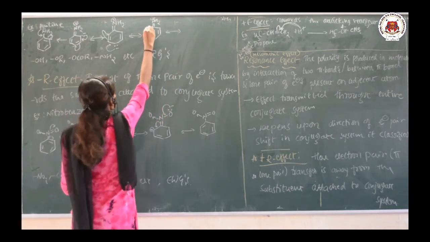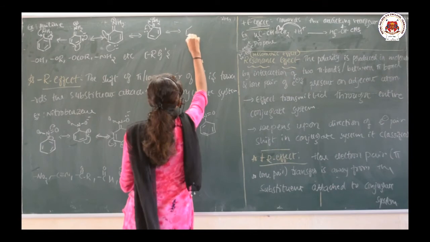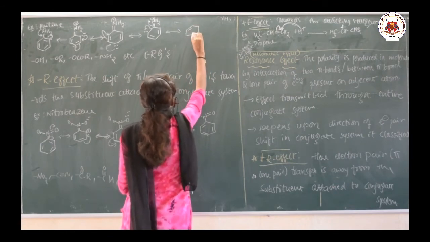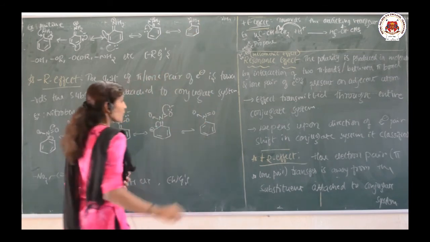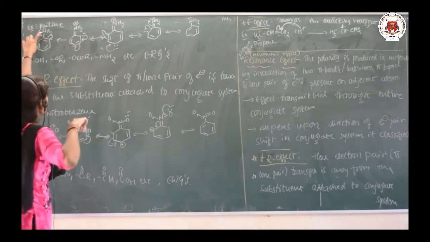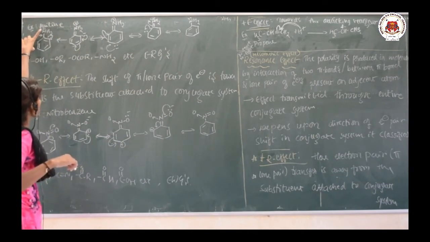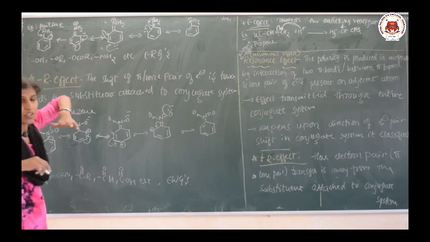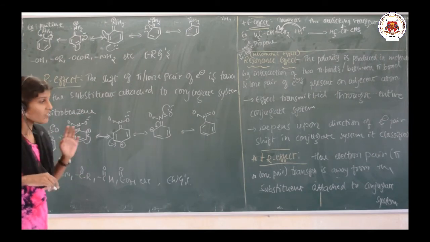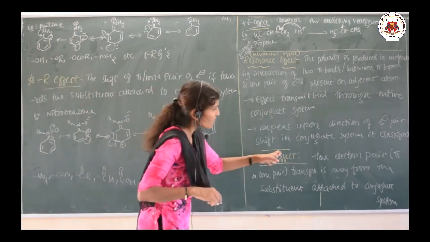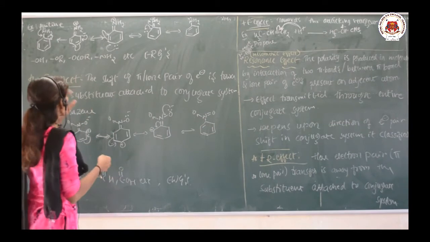And here this is shifted here and this is shifted here. Okay, see here, this is the substituent, this is the substituent. Here the lone pair of electrons present on the nitrogen is transferred away from this substituent. Yes or no? It is going away from the substituent. Such a type of effect is called the plus R effect. The electron pair transfer is away from the substituent attached to the conjugate system.